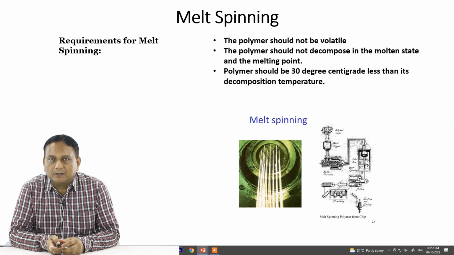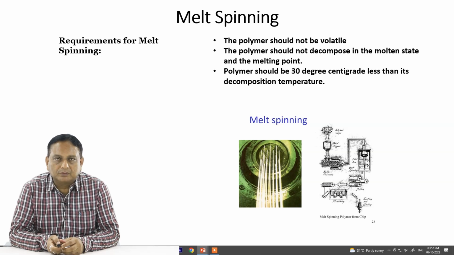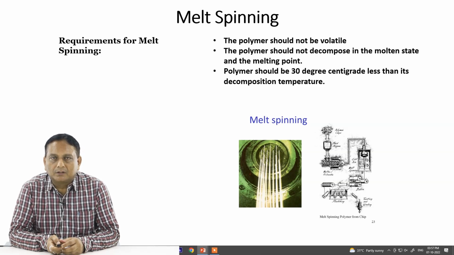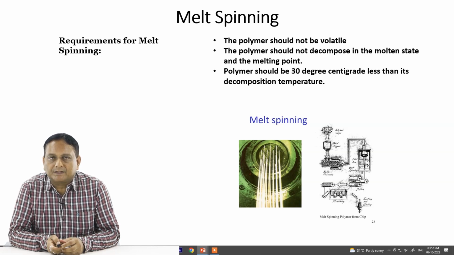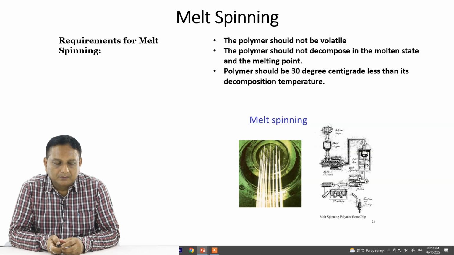Then the polymer should not decompose in the molten state. So that property should be there so that it does not decompose. And then the melting point of the polymer should be 30 degrees centigrade less than its decomposition temperature. So those characteristics must be there in the polymer. Those are the requirements for melt spun yarn or the melt spinning process.